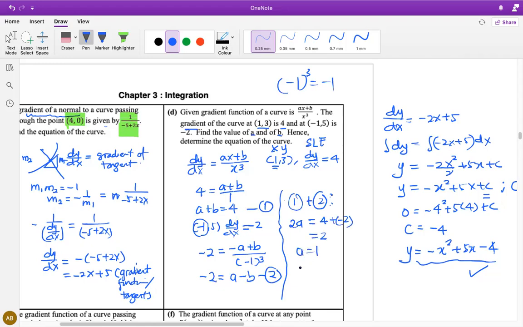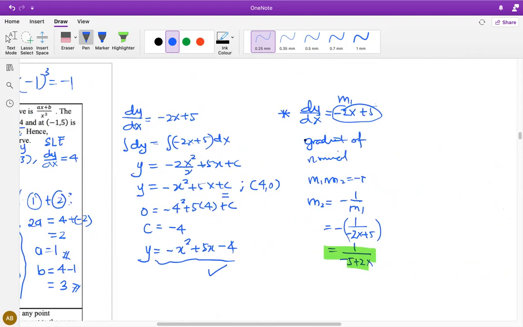Now I can get my b. I'm using a plus b, right? So let's find 4 minus 1. I get 3. So I get my values: a is 1, b is 3. Now I can find my equation of the curve. So, the equation of the curve.